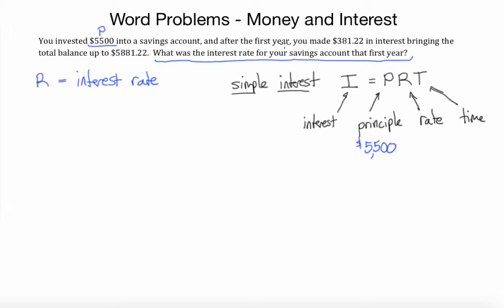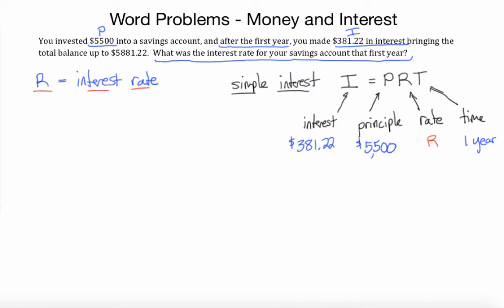And after the first year, you made this much in interest. All right, there's my I. My interest was $381.22. Also, if you catch it, it says after the first year. So how much time went by? We went 1 year. And all that's left for me to figure out now is what is my unknown rate R? What is my interest rate?